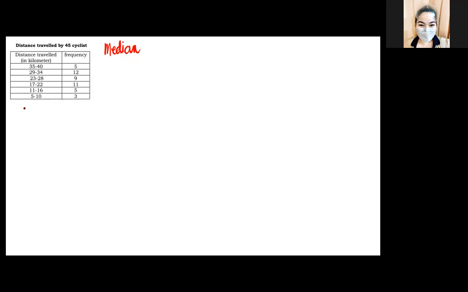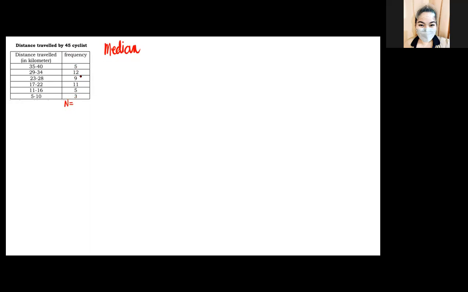So dito naman, ang pinag-uusapan natin ay distance traveled by 45 cyclists. So tao din to, pero ang solve natin dito ay yung distance. So hindi natin siya kailangan i-round off to the nearest whole number. Okay? So paano ba natin sinasolve yung median when it comes to group? Of course, una, kailangan nyo munang malaman ano yung total number of population na meron kayo. So, anong gagawin dyan? I-add natin lahat ng frequency at yun yung value ng ating N.